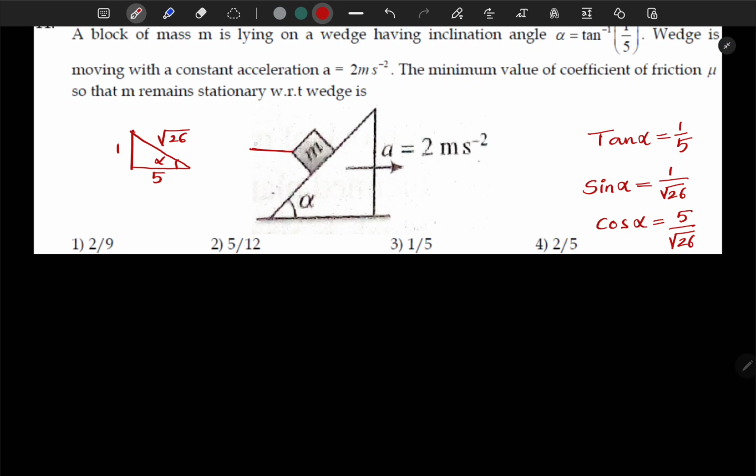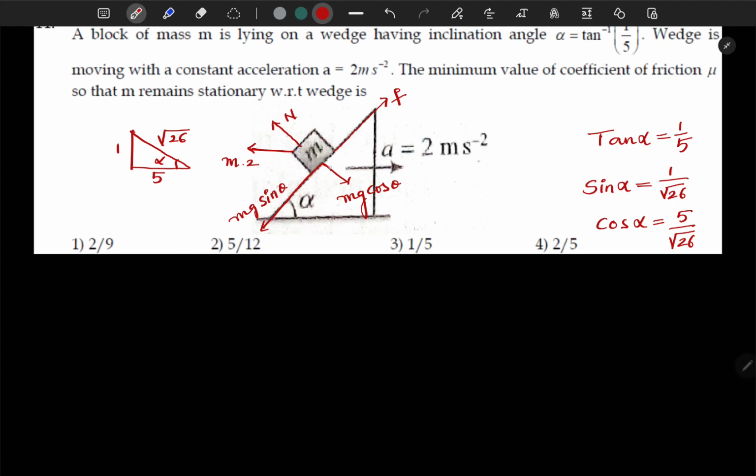right? So this is m a naught, which is the pseudo force, which is m into 2. And also you have the frictional force this way. This is frictional force F, and this is the normal force N. This is mg cos theta, and this is mg sin theta, and that's it. The minimum value of coefficient of friction is asked.